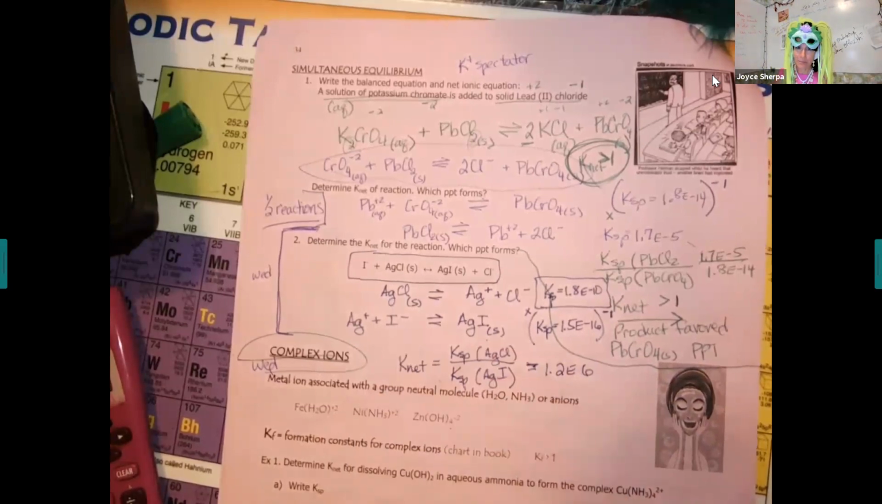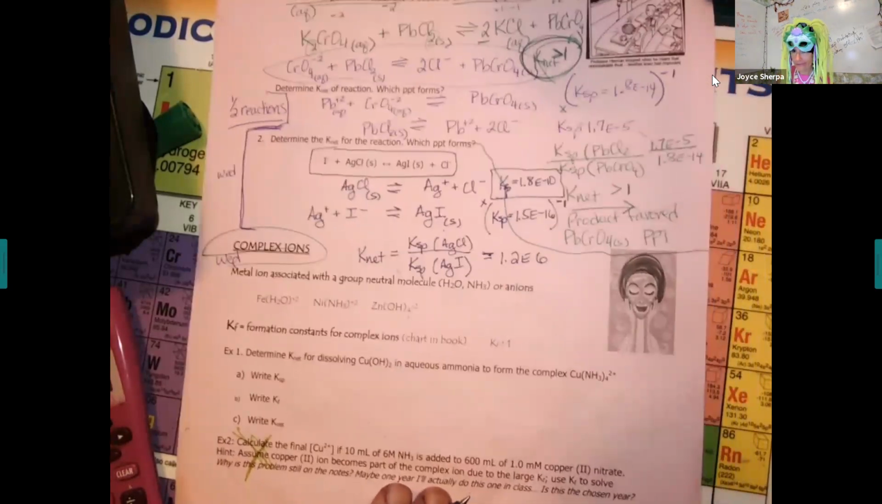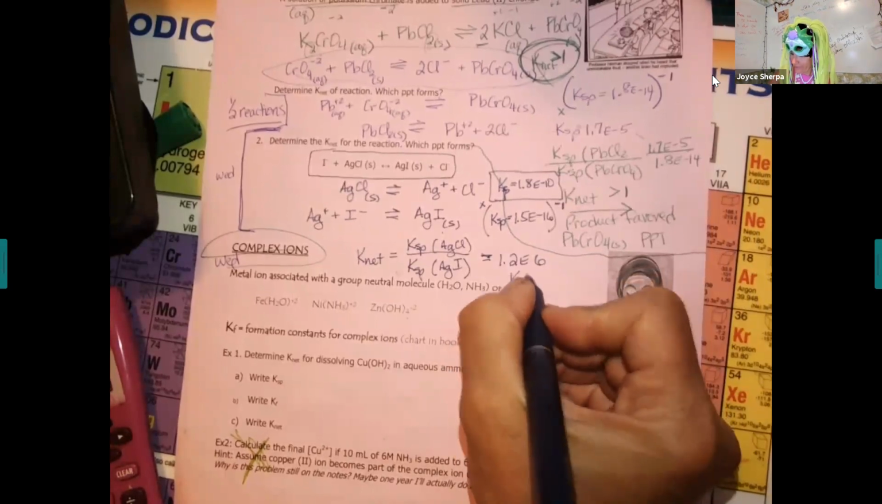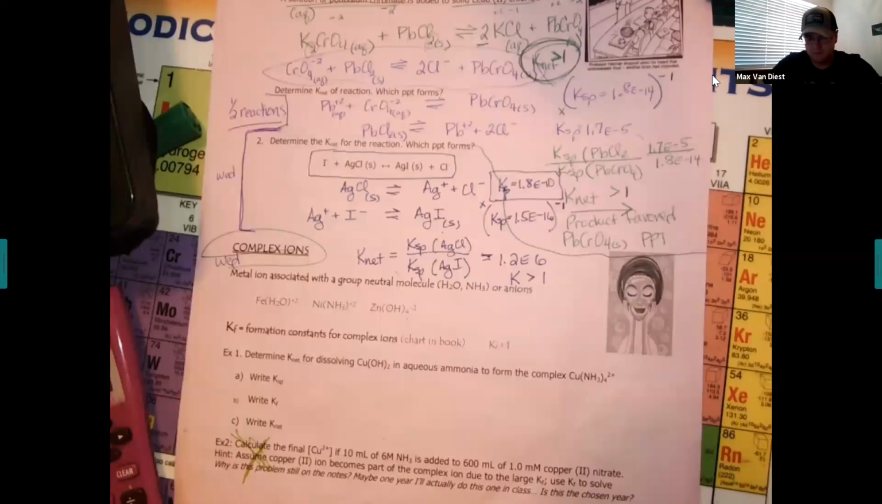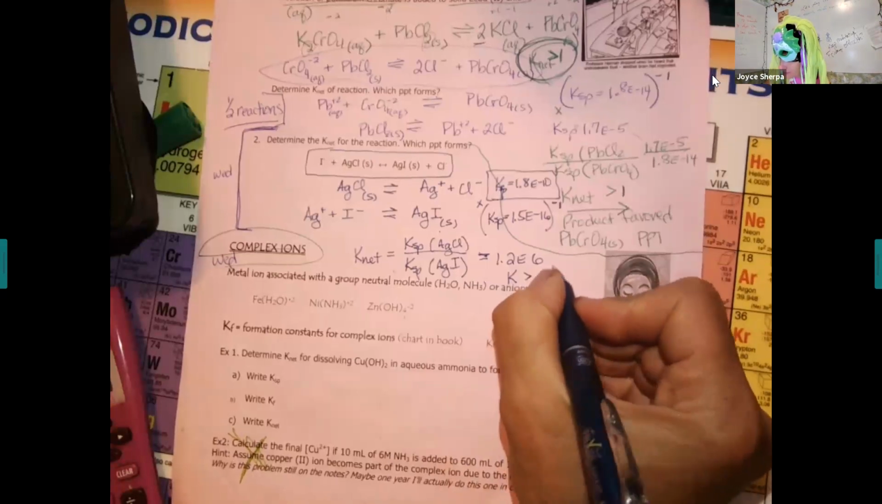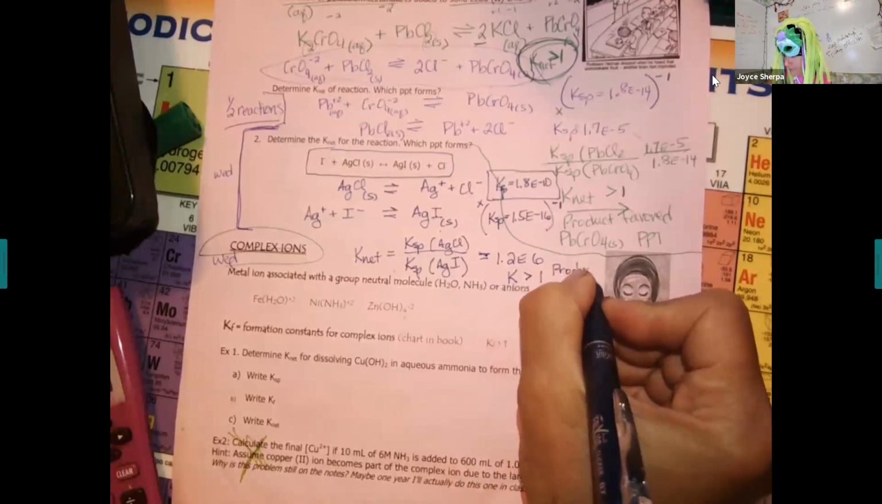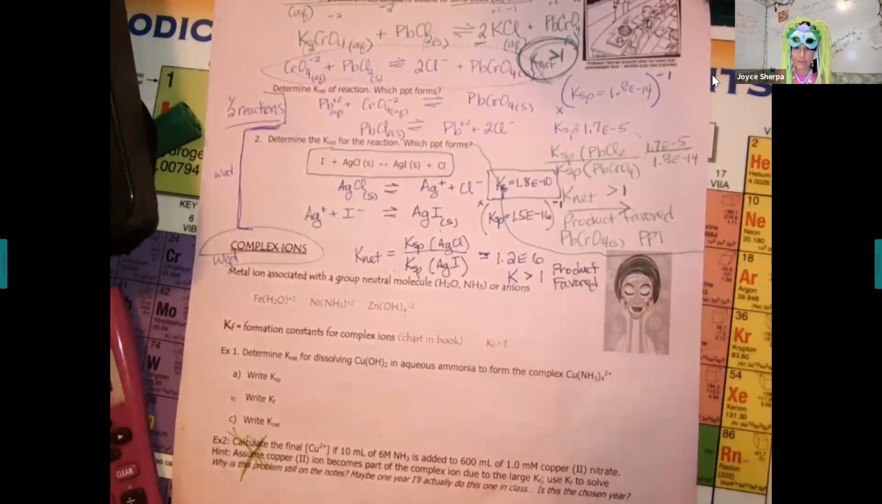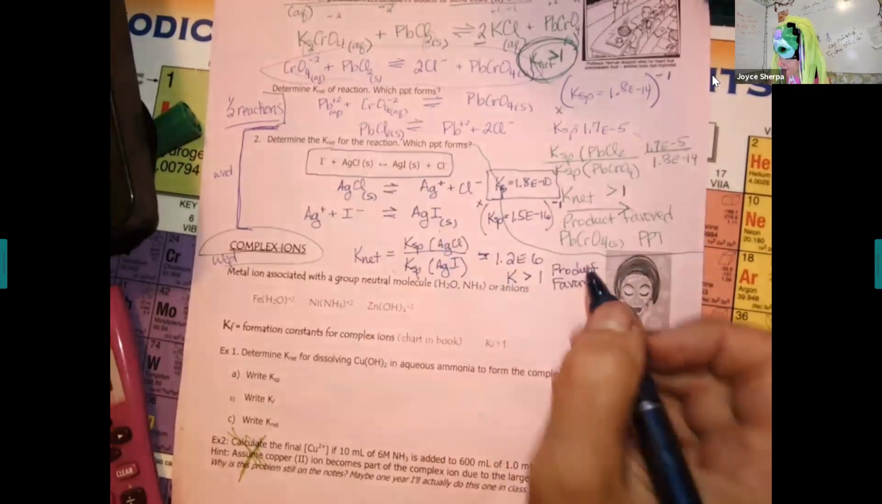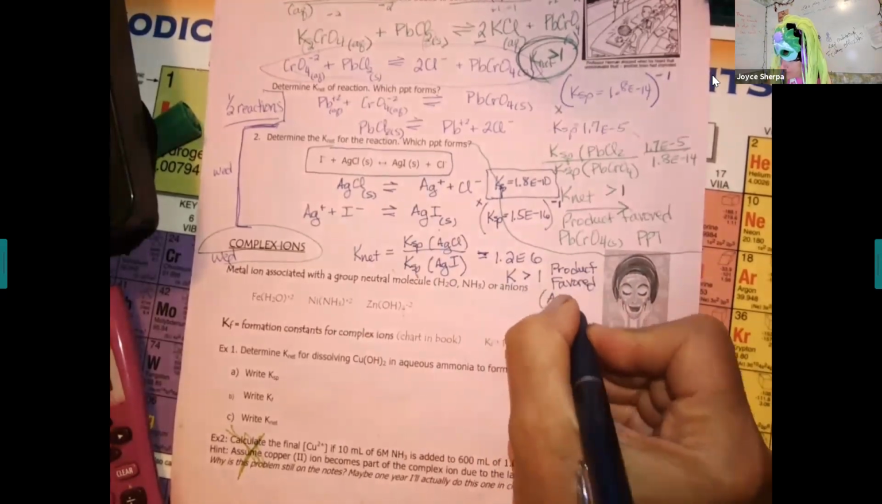You're going to be asked what that number means. So anybody know what that number means? K is greater than 1? It means product favored. Yeah, so we're looking, is K greater than 1 or less than 1? Whenever you solve for a K value, and I ask what that means, it's product favored, meaning what precipitate formed? Silver iodide. Yeah, so it's moving in the forward direction. So silver iodide precipitates.